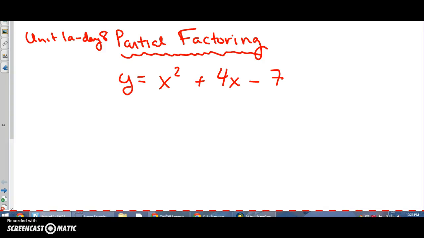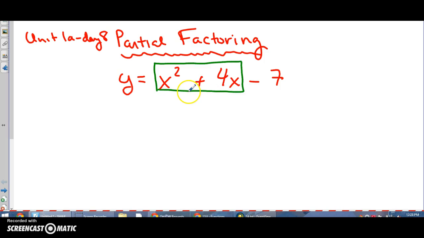Hey guys, a little bit more partial factoring. We did a little partial factoring early on in the year, and now we're going to do it as an alternative to completing the square. So, another way to find the vertex of a parabola. Easier or harder, I'm not sure. Sometimes easier. What you do in partial factoring is you factor partially, hence the name.